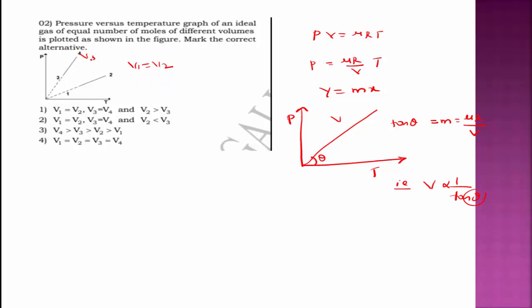That is V3 is equal to V4, but V1 is greater than V3, or V4, and V2 is greater than V3, or V4, as the slope of line 1-2 is less than that of 3-4. Therefore, option A is the right answer.